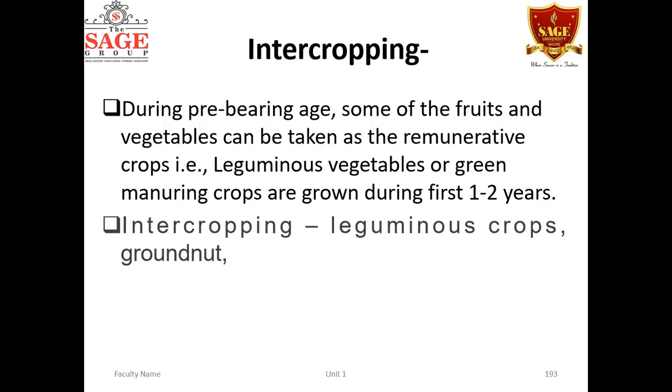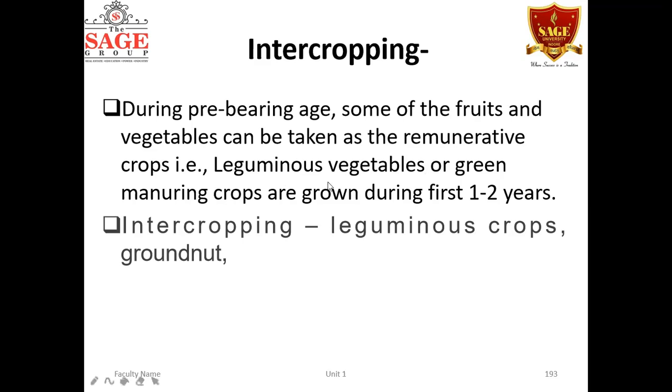Coming to intercropping, during the pre-bearing period of this crop, guava, you are planting with a distance of 6 by 6 meters. So there will be so much interspace. This interspace you can utilize by planting some short duration fruit crops or short duration vegetable crops. So this will be very suitable.